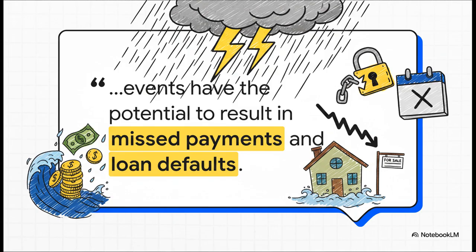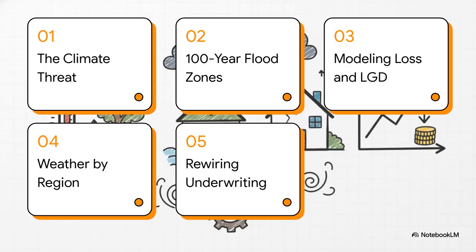So, this isn't just about environmental stewardship. This is a massive macro threat to portfolio value. We are talking about an immediate quantitative hit to the bottom line. When extreme weather strikes, borrowers miss payments, properties get damaged, and collateral value drops. Lenders have to know exactly where that exposure lies. Okay, let's dive right into this.